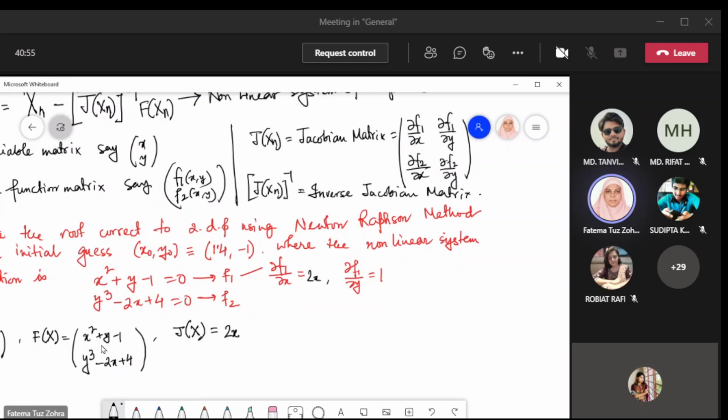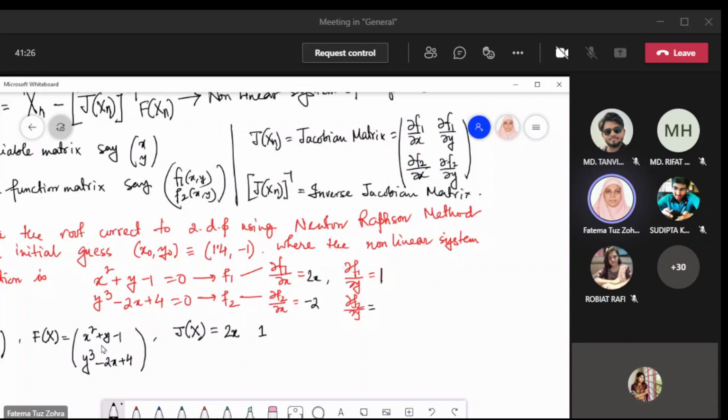Then again I need the same things with f2. Del f2 del x, the value is minus 2. Del f2 del y is 3y squared. So we have minus 2 and 3y squared.